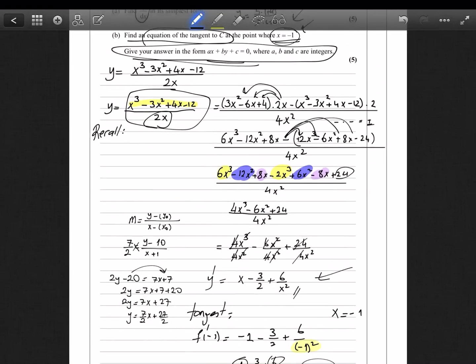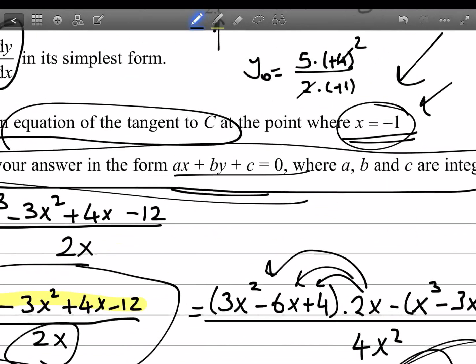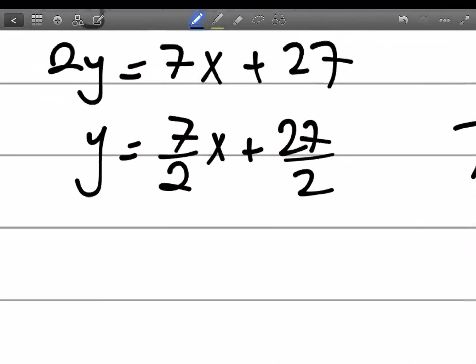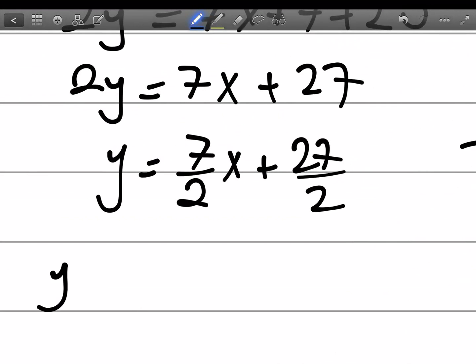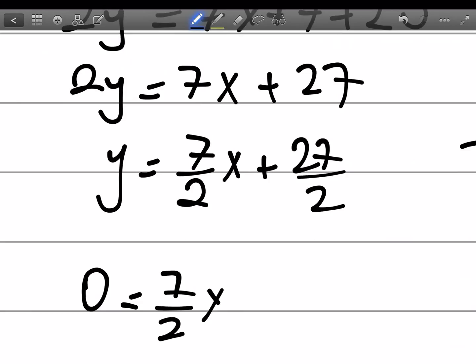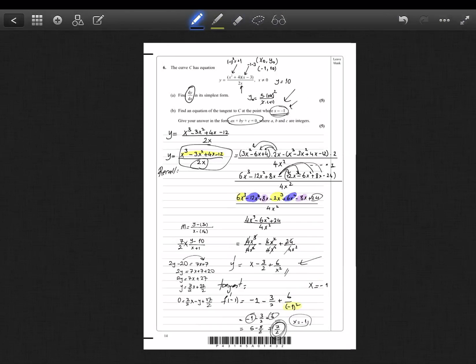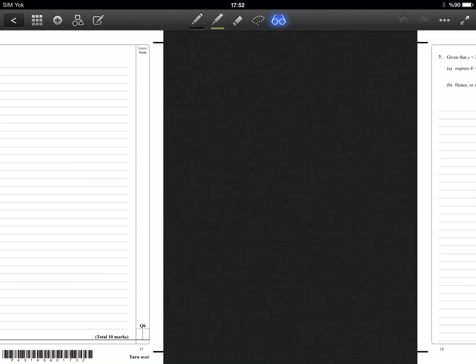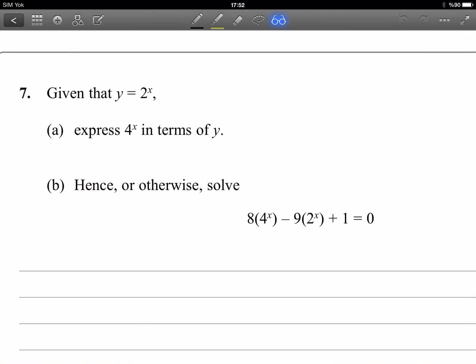But the question says that the equation should be like this. Okay, we can change it to 0 is equal to 7 over 2 x minus y plus 27 over 2. Yes, that's the answer, no problem. Okay, let's go for the next question.